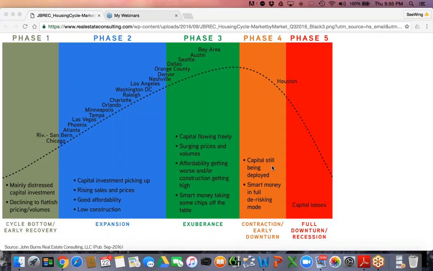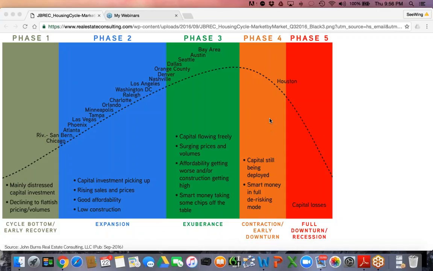Phase 4 is capital still being deployed. Some people are still investing in phase 4 markets. Smart money is in full de-risking mode. Okay, contraction and early downturn is not a good sign. All right, you're buying too late in the cycle. Your timing is all wrong.